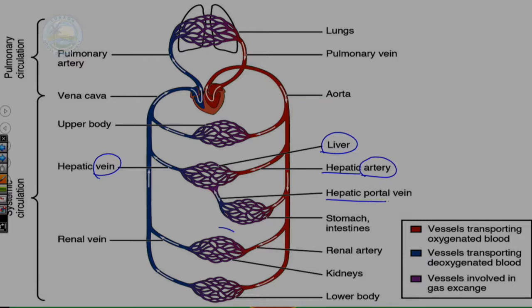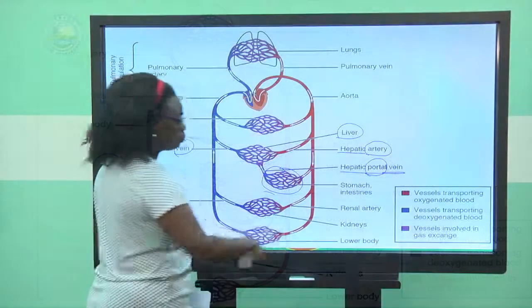The hepatic portal vein is a very special vein, and that is the one taking blood from your stomach, or your intestines rather, to the liver first, and then to the heart. So it's a portal. You just need to learn that one separately. The hepatic portal vein is the vein taking blood from the intestines to the liver first for processing of the digested food, and then it will go to the heart.